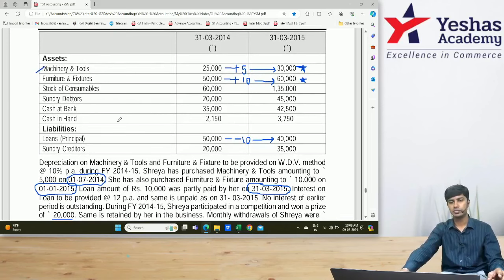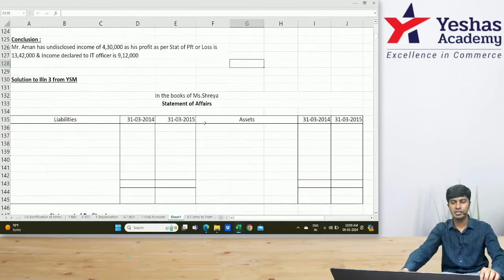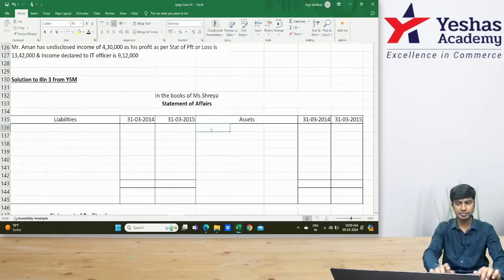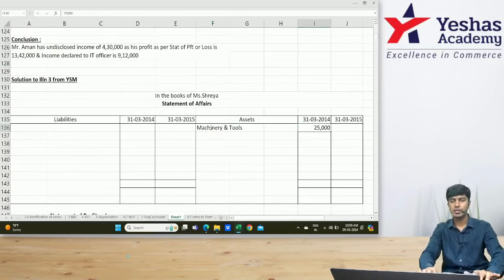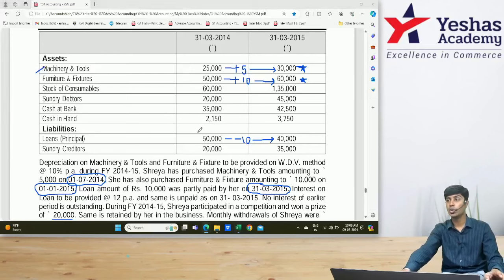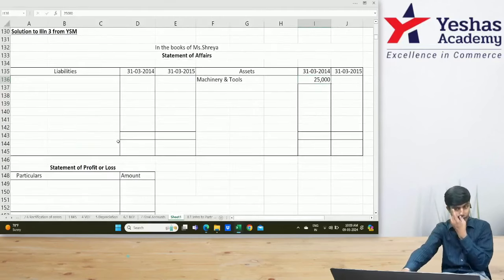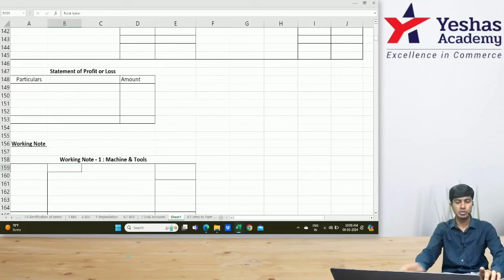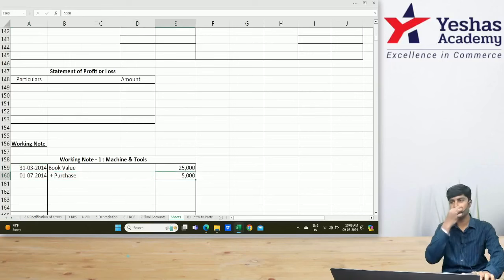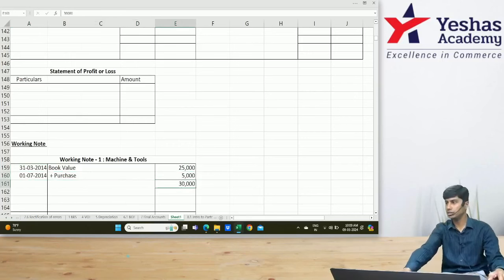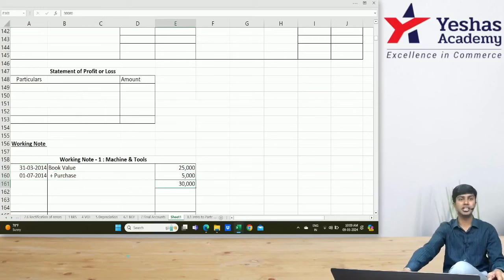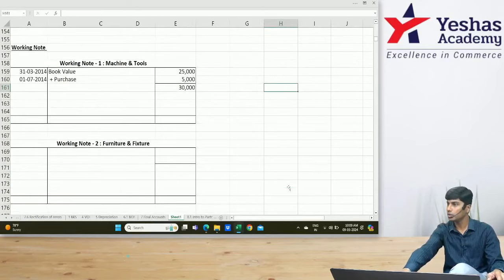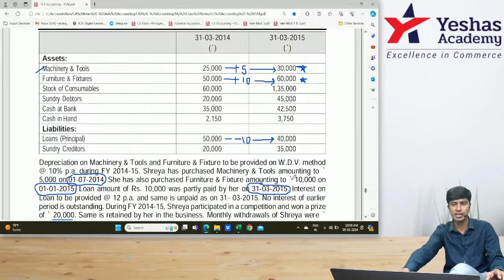Machinery and tools. Opening 25. Closing, 30? No, we can't write closing 30 directly. Why? We have to do one working for machinery and tools. Book value opening is how much? 25. Then you made a purchase of how much? 5,000. Total becomes 30. We'll do depreciation later when we read it in the question. For now, 25 was opening, 5,000 purchase, closing has become 30.